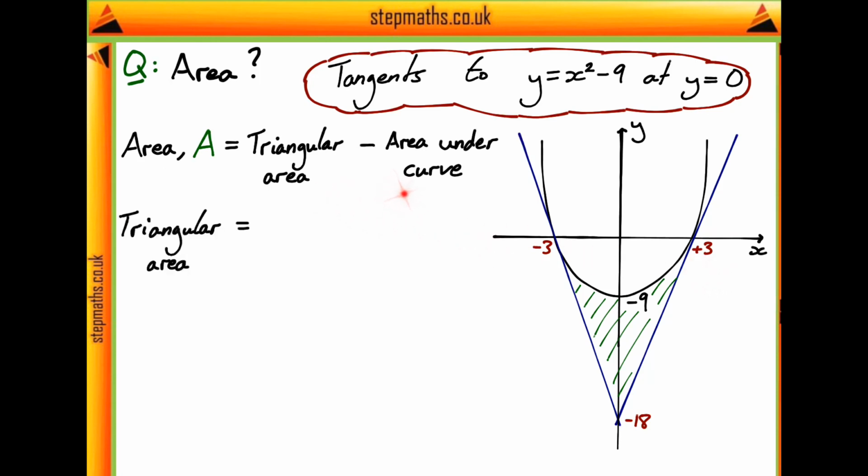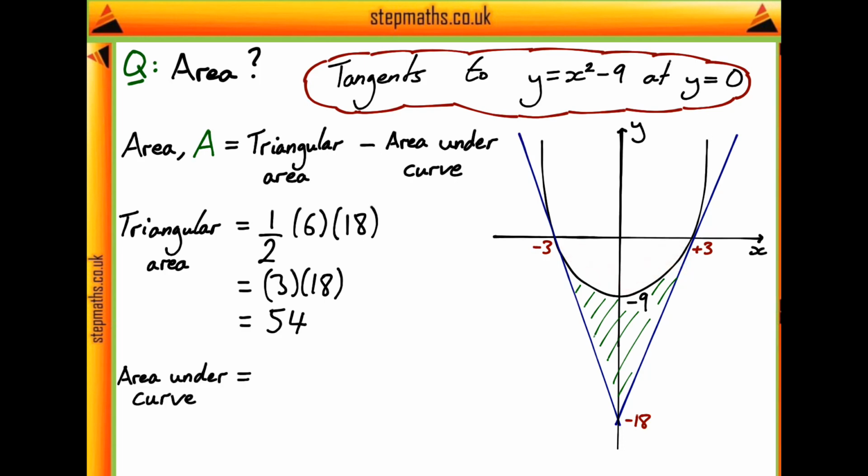Let's first consider the triangular area, since it's a bit easier, being a nice even shape. As we already said, to find the area of a triangle, we do a half multiplied by the base of the triangle multiplied by the height. Here the base is 6, since it goes from minus 3 to 3, and the height is 18. So we can find the area of this triangle by doing this calculation to get an area of 54 units squared. Now all that's left to do is to find the area underneath our curve.